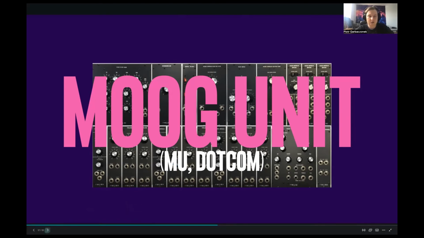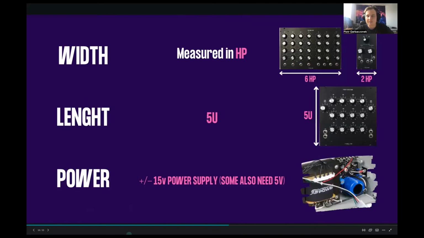So let's go to the measurement. It's also measured in HP, but it's also not exactly the same thing as Eurorack, because of course it's a little bigger, and its length is 5U, so 5 rack units. Pretty big actually. And then the power is ±15V. Some also need ground, but that depends on which company you're going with.